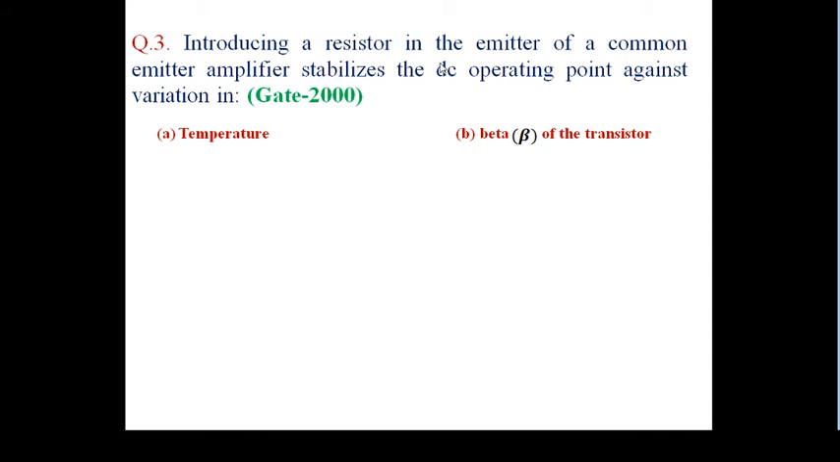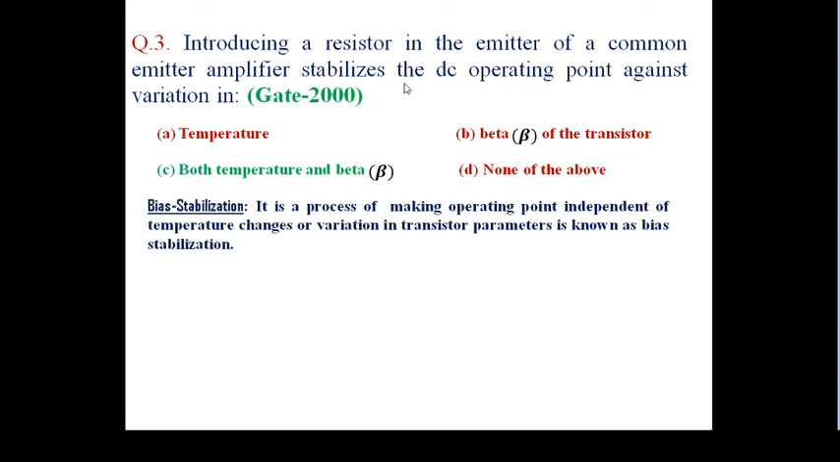So bias stabilization affects the DC operating point against the variation in temperature, also beta, the current gain also. So these two answers will be there. The next option is both temperature and beta, none of the above. So the correct answer is both temperature and beta, because stabilization is there. Temperature, the current gain, and the reverse saturation current may be affected. So these are the things, beta. So your answer is C.